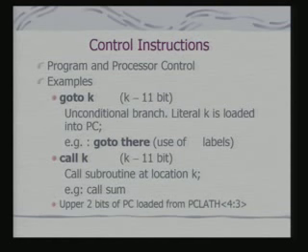The control instructions are primarily program and processor control. In this case, goto is effectively an unconditional branch. You can jump from any location to any other location. In this case, we have an 11-bit address and the remaining 2 bits come from the PC latch high. The same thing is true for subroutine calls. The upper 2 bits of the PC are loaded from the PC latch, and these are the bits corresponding to the PC latch high register.